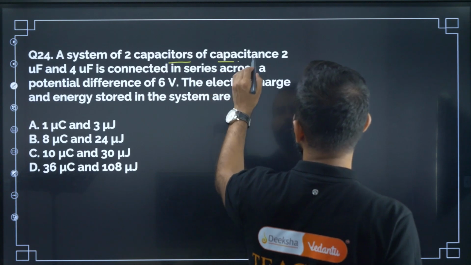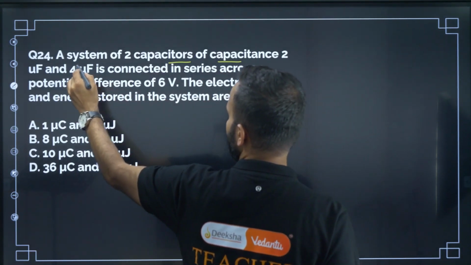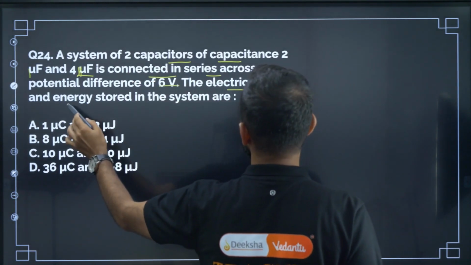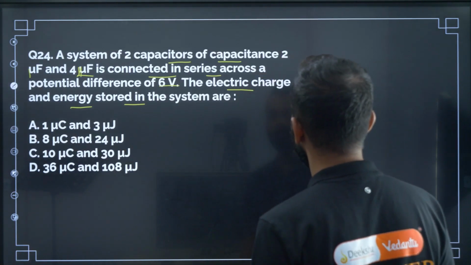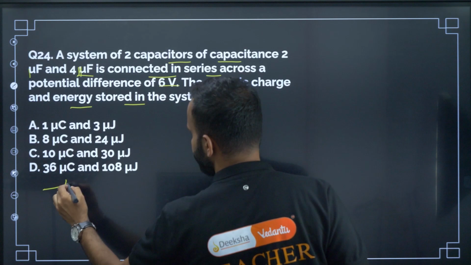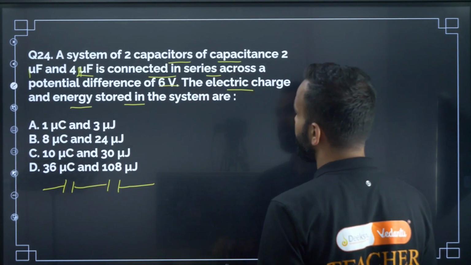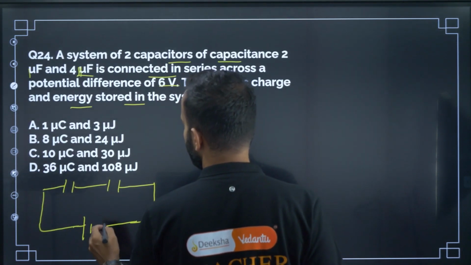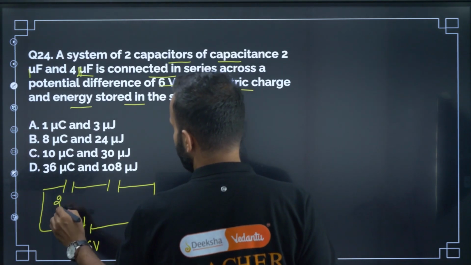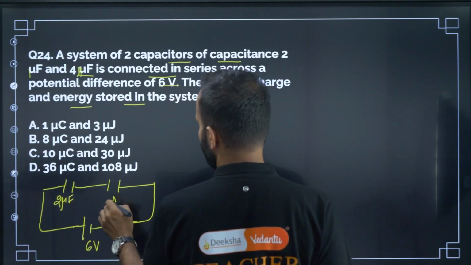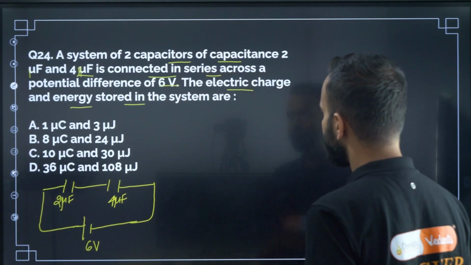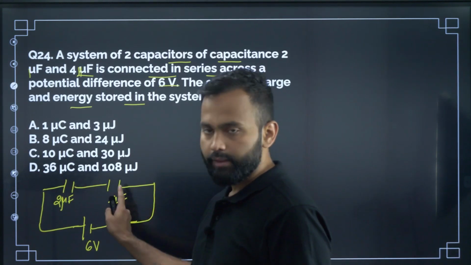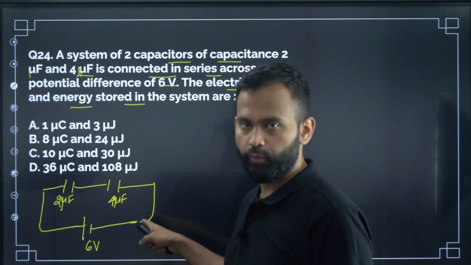A system of two capacitors of capacitance 2 microfarad and 4 microfarad connected in series across a potential difference of 6 volt. The electric charge and energy stored in the system. So 2 microfarad and 4 microfarad are connected in series across a potential difference of 6 volt. These two are in series, so the charge on 2 microfarad is the same as on 4 microfarad.